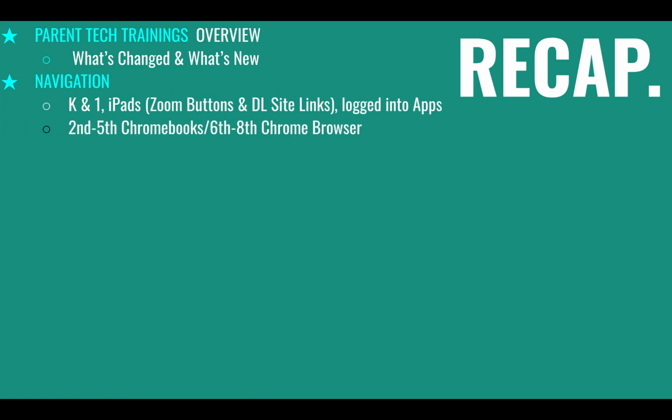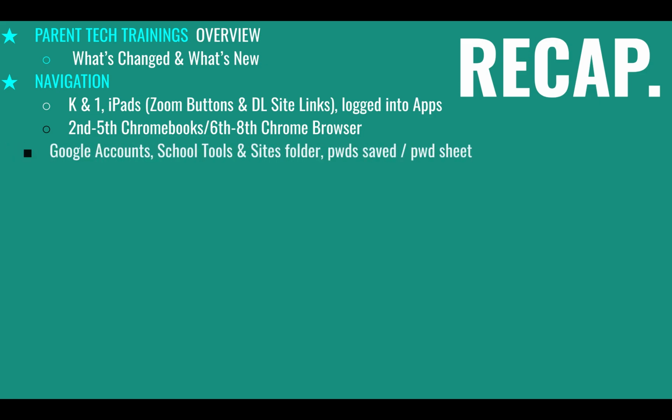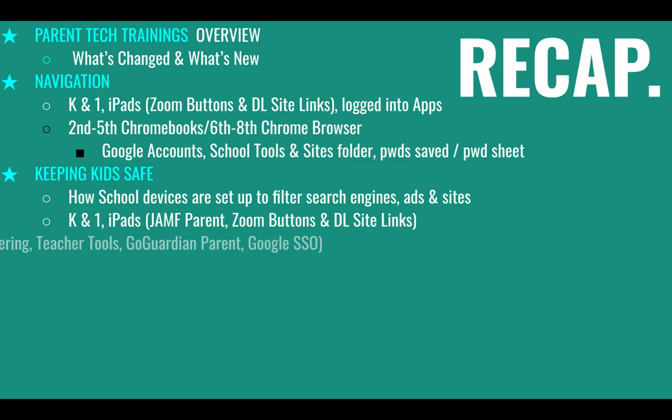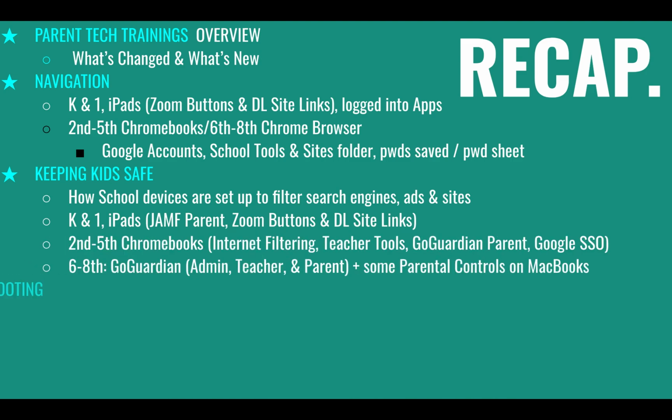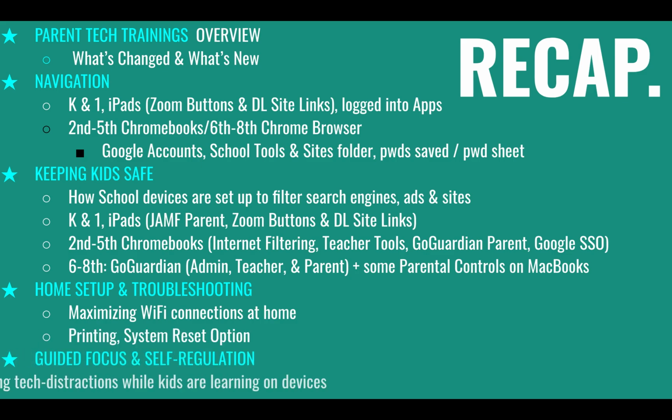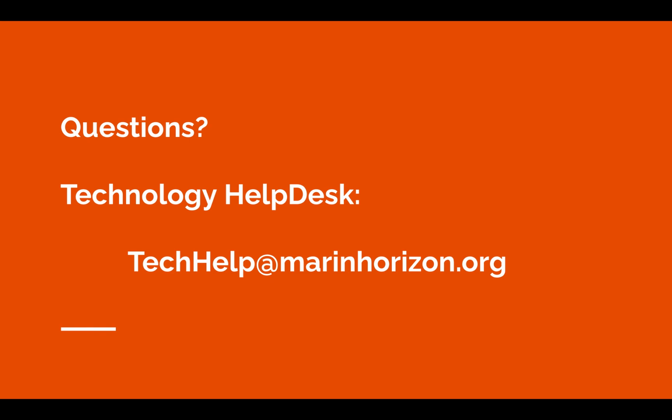In a nutshell, here's what we've done. At the tech orientation, we talked about what's changed, what's new. We've talked about the different ways that students can navigate on various devices. We are talking about how we keep kids safe at all grade levels as much as we can with filtering and blocking. And then we also talked about how you can improve your Wi-Fi connection, how you can print, how you can restart that computer if things don't seem right. And then we also talked about some ways that we are trying to help students make good decisions, but also helping them stay focused during classes and on our devices.